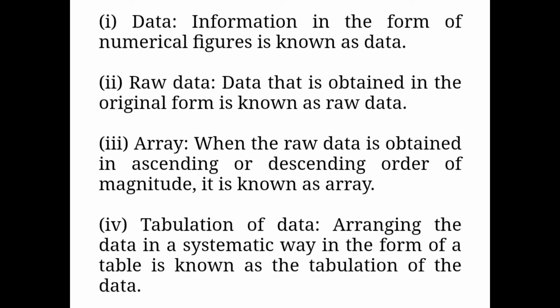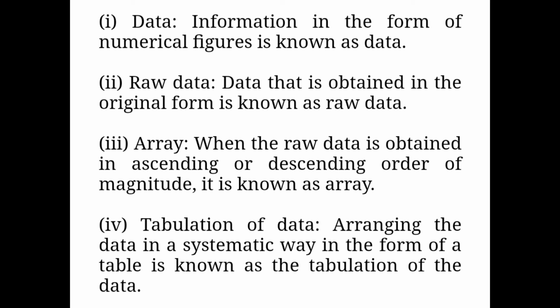First we can see what is data, raw data, array, and tabulation of data. So data, as I told you already, is information in the form of numerical figures. Numerical figures means numbers, how many of them. For example, fruits: how many of them like mango, how many of them like apples, like that. So the numerical figures we find are the data.